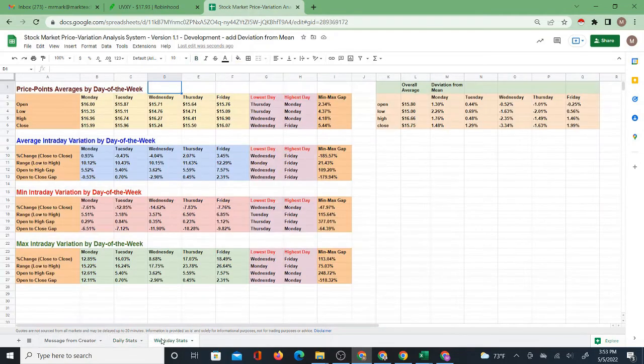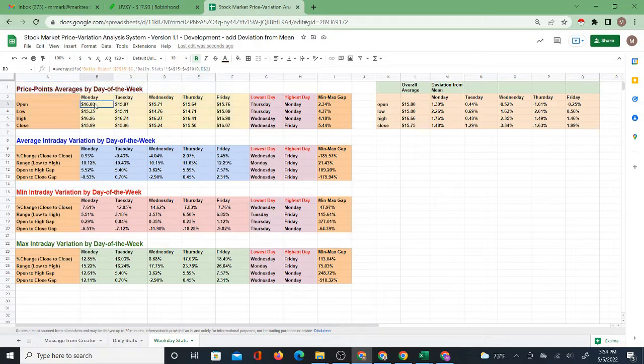Now, here's another sheet tab which is called Weekday Stats. Again, there's a lot of stuff here, but I just want to pay attention right now to this part. I've broken it down into open, low, high, and close, the 4 price points for each day.